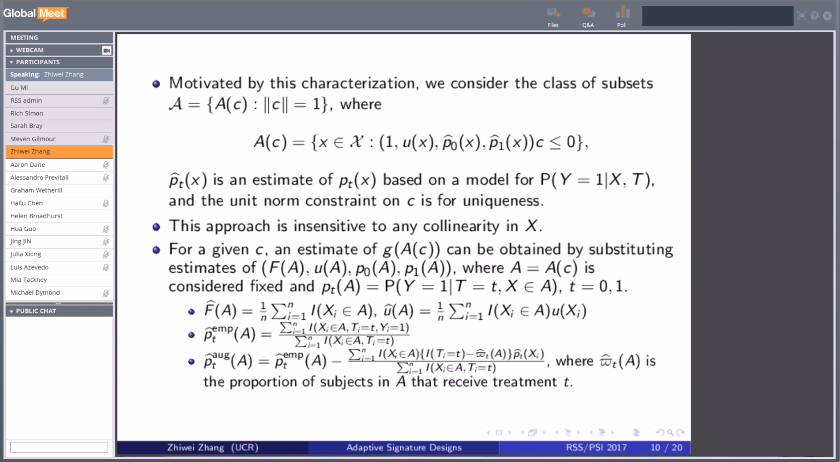Although P_T hat of X is based on a working model, which may be incorrect, the augmented estimator remains consistent even if the working model is incorrect. If the working model is correct, then the augmented estimator is semi-parametric efficient.